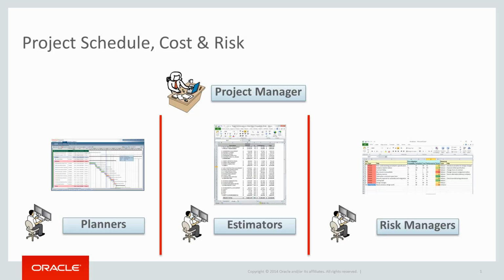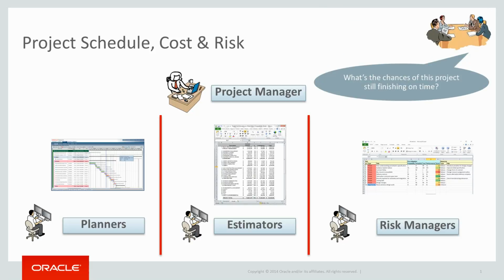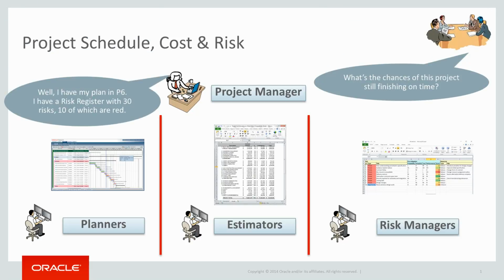Many projects have the three functions of schedule, cost, and risk managed by different people in disparate tools. While the project manager has all the relevant data, when asked a simple question such as, what is the chance of this project still finishing on time, they struggle to answer. Trying to manage risk, schedule, and cost using disparate tools just doesn't work.